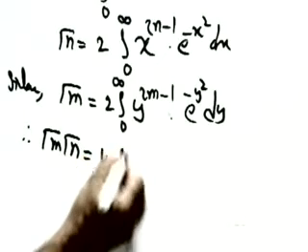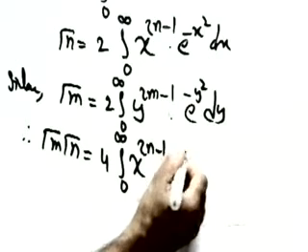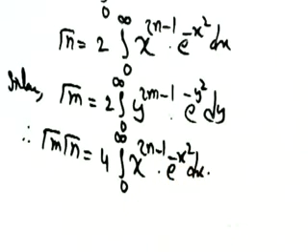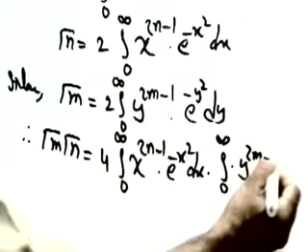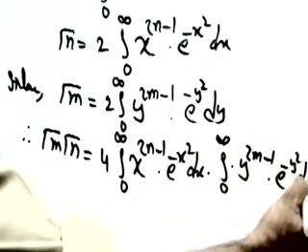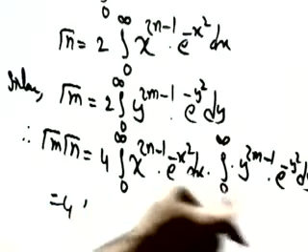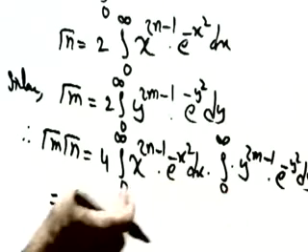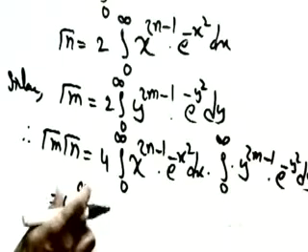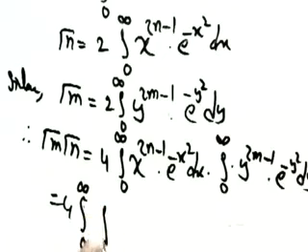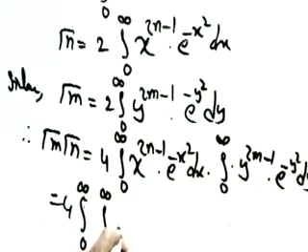So if you multiply 2 into 2, it will be 4 into integration 0 to infinity x power 2n minus 1 e power minus x square dx into integration 0 to infinity y power 2m minus 1 into e power minus y square dy. Now see here, 4 into, we can write this as a double integration. We can write like this: 0 to infinity, this is x, again 0 to infinity, this is y.